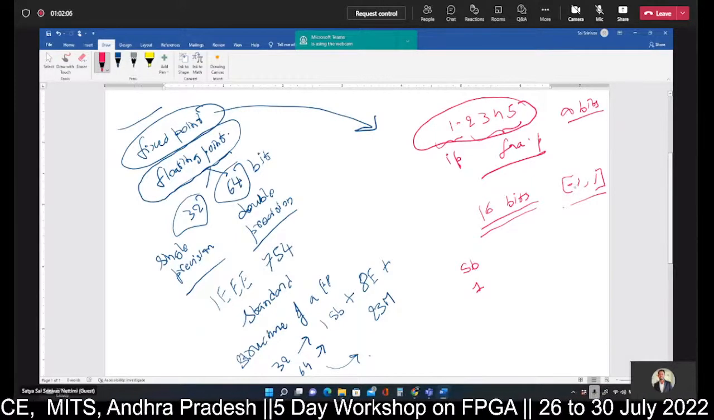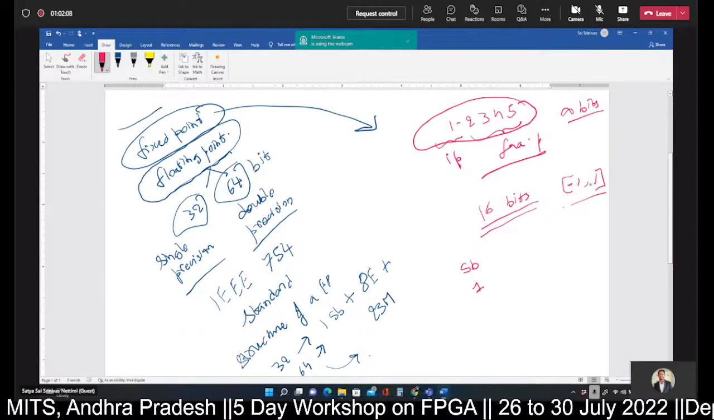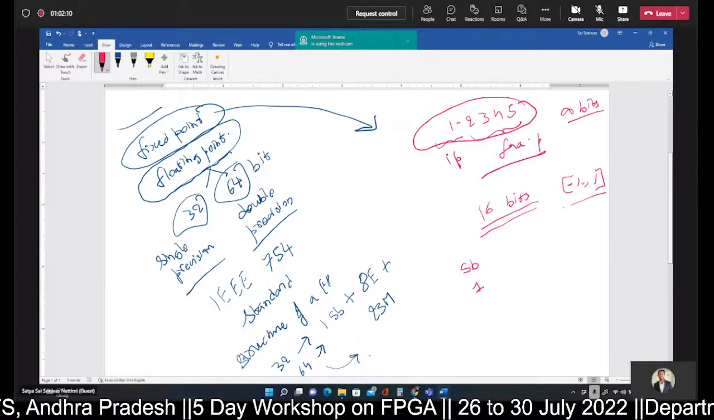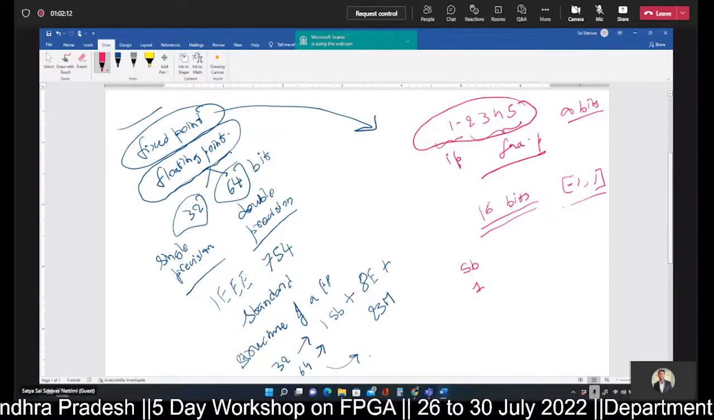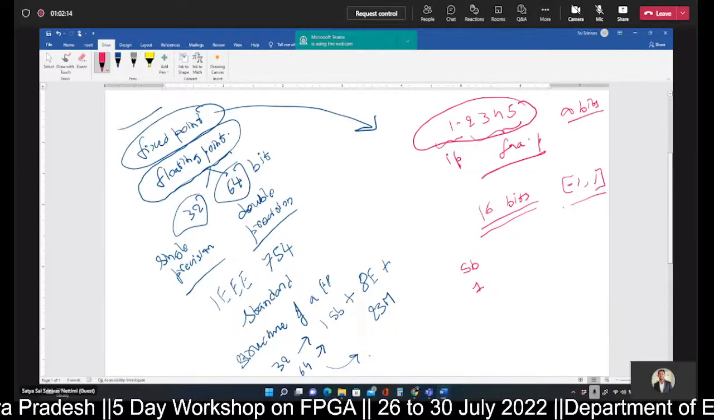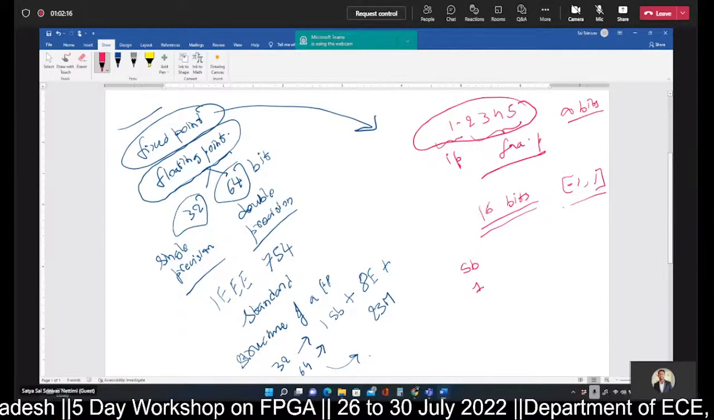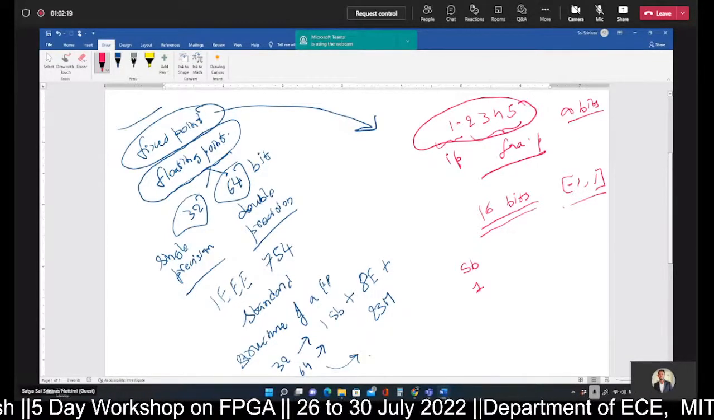And if you see the integer part, it is always 1. So the maximum value in both directions is 1. Beyond 1 we don't have anything. And to represent a numeric decimal value 1, we require 1 bit.